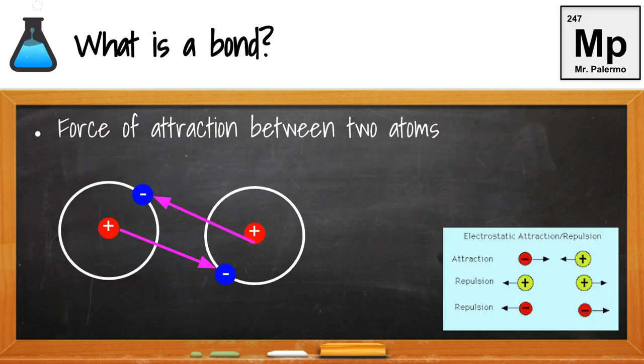So what is a chemical bond? A chemical bond is a force of attraction between two atoms. Here I have two atoms, and you can see that the positive nucleus of one atom is attracting the opposite charge, the negative electrons of another, and vice versa. This pulling together creates a chemical bond. There are also some repulsive forces going on. We have the negative electrons repelling each other, and of course the positive nuclei repelling each other as well.